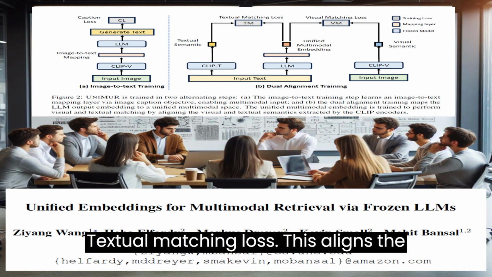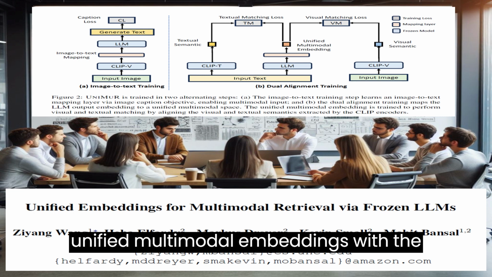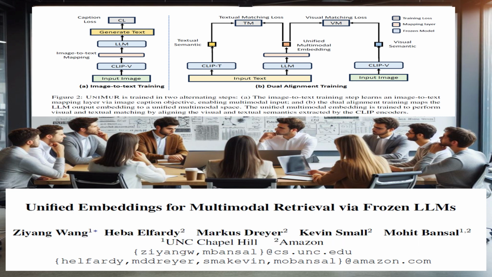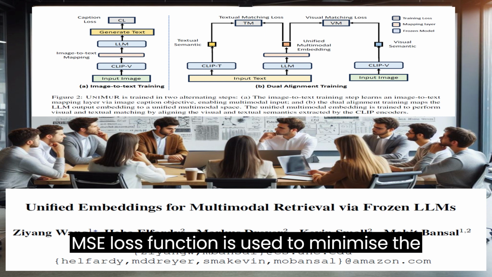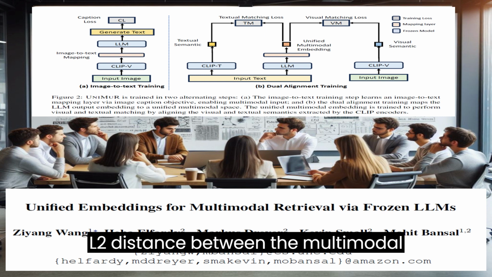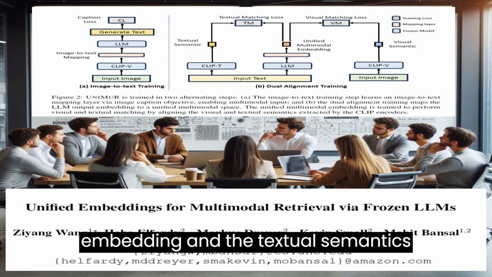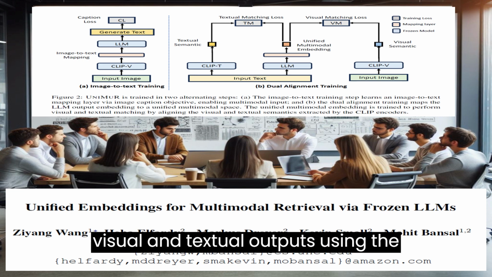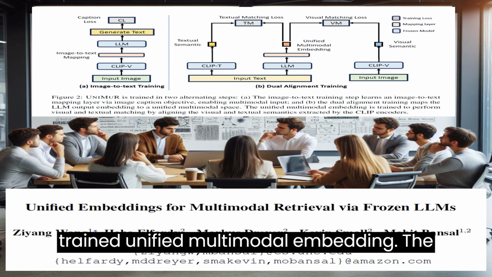Textual matching loss. This aligns the unified multimodal embeddings with the textual semantics. A mean square error, MSE, loss function is used to minimize the L2 distance between the multimodal embedding and the textual semantics. During inference, UNIMR retrieves both visual and textual outputs using the trained unified multimodal embedding.